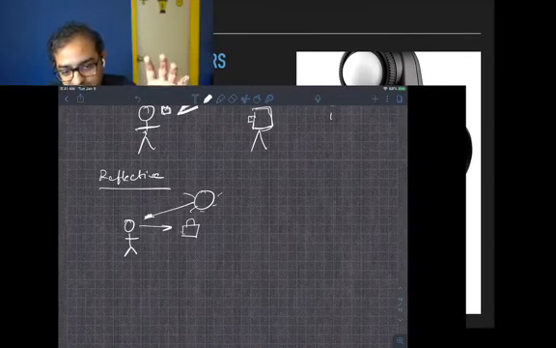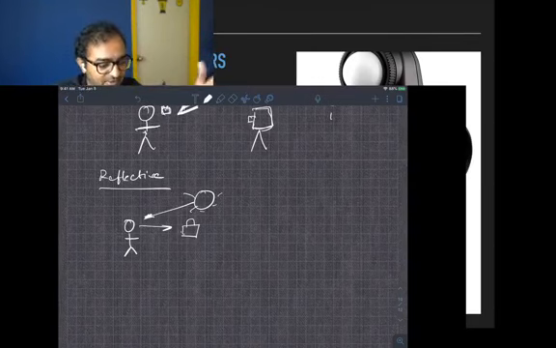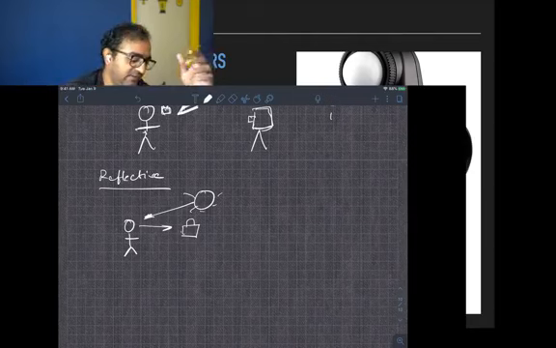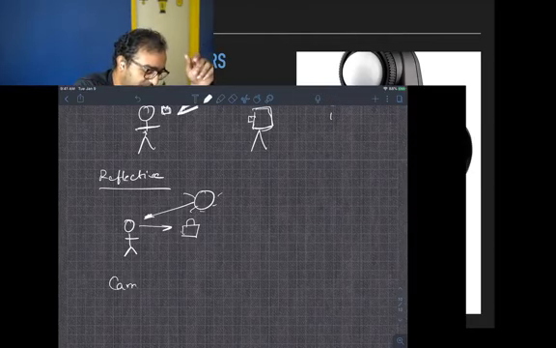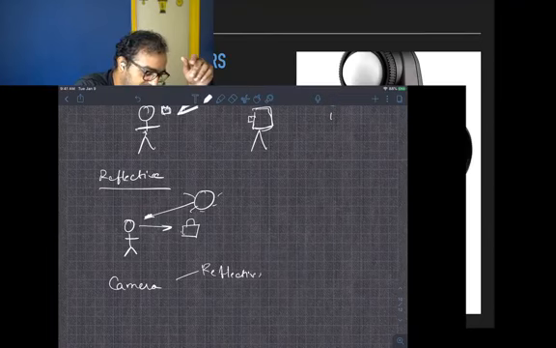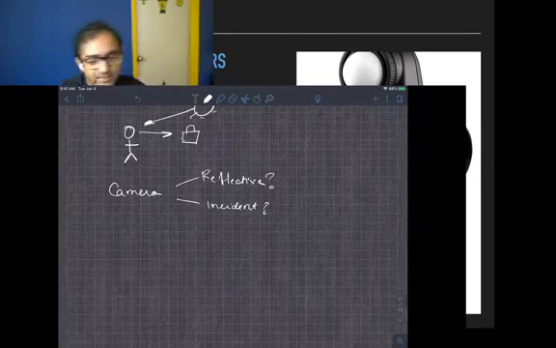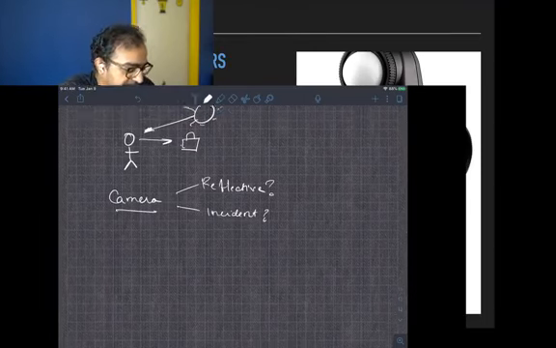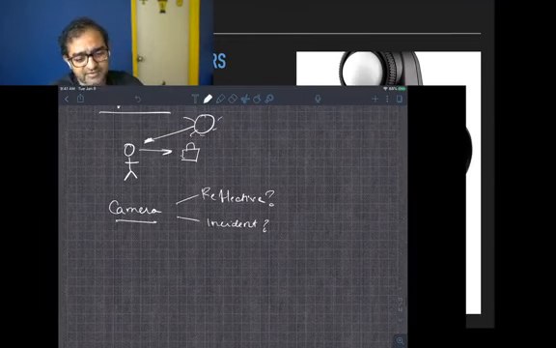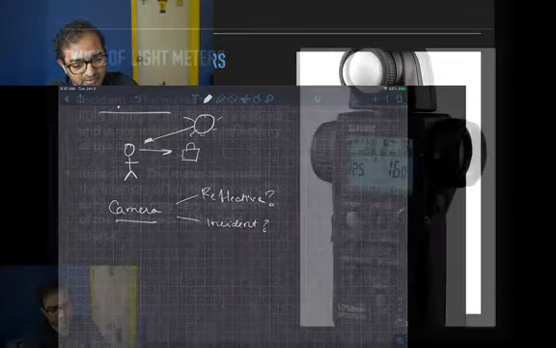Now the obvious question is, all your cameras have a light meter. So which one is it? Does your camera have a reflective or an incident light meter, right? Which one is it? Anyone, if anyone has any ideas, you can put it up on the chat. It's a really obvious thing, right? If you think about it, it's very obvious.